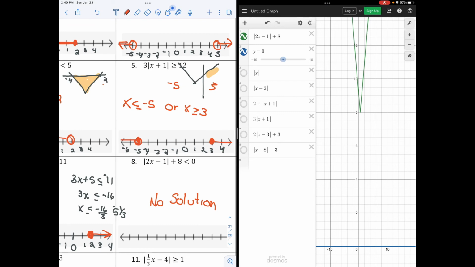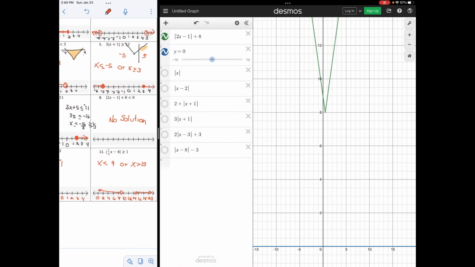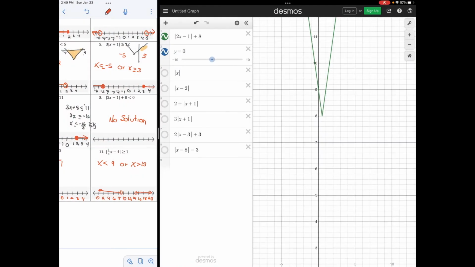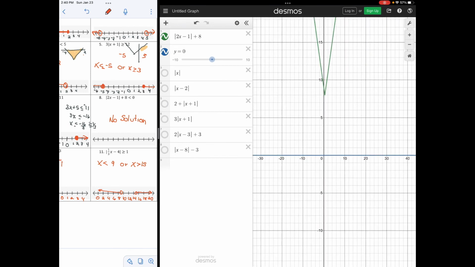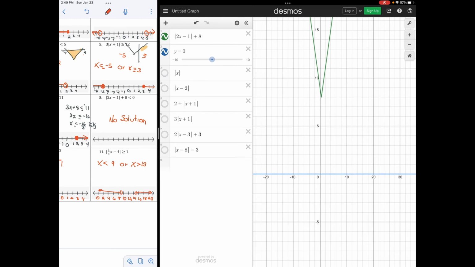Okay, now, when is this function, let me make this bigger, when is this less than 0? This is 0, down here. When is this less than 0? When will this cross 0? Never. So therefore, we say that this has no solution because it would never be below 0. So it has no solution.